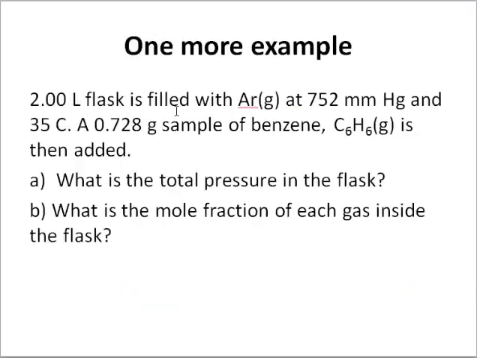Here's one more example. A 2-liter flask is filled with argon at 752 millimeters of mercury and 335 Celsius. 0.728 grams of benzene is added. The temperature and volume of the benzene will be the same. What's the total pressure in the flask and the mole fraction of each gas?